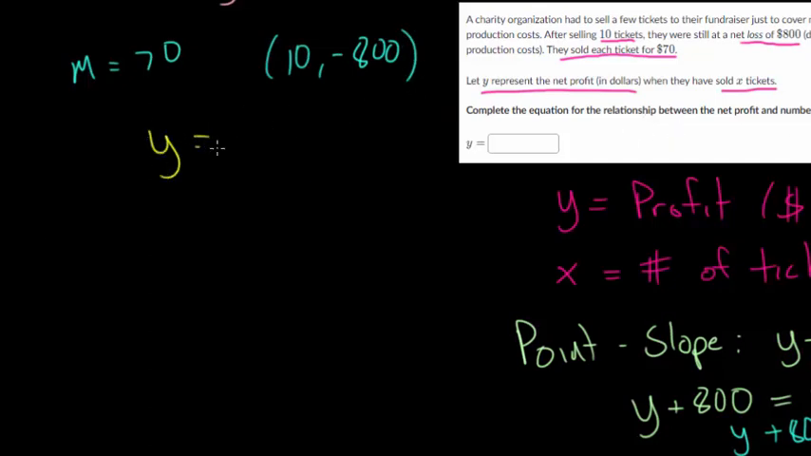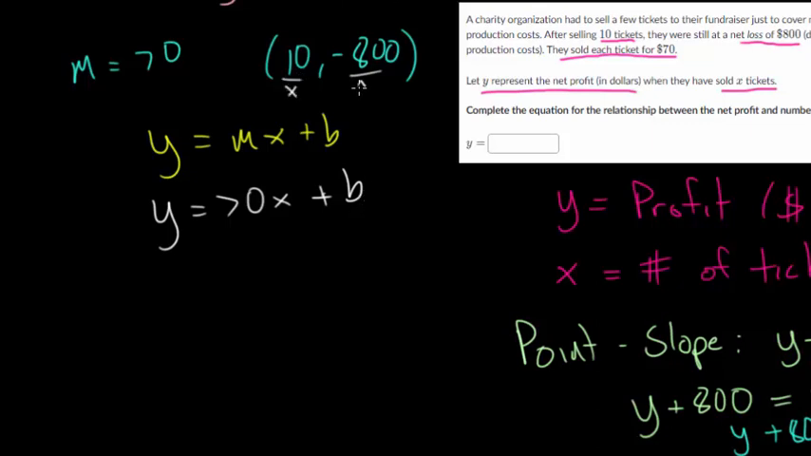So let's first revisit our slope-intercept form. We know b is the value that we need to find. And we know m is 70, so I'm just going to replace that. So y is 70x plus b. And we can use this particular point to figure out what b is. Since this is our x value and this is our y value, we can just plug those in, and then we have an equation where we're just missing b. So let's do that. We have minus 800 equals 70 times 10 plus b.